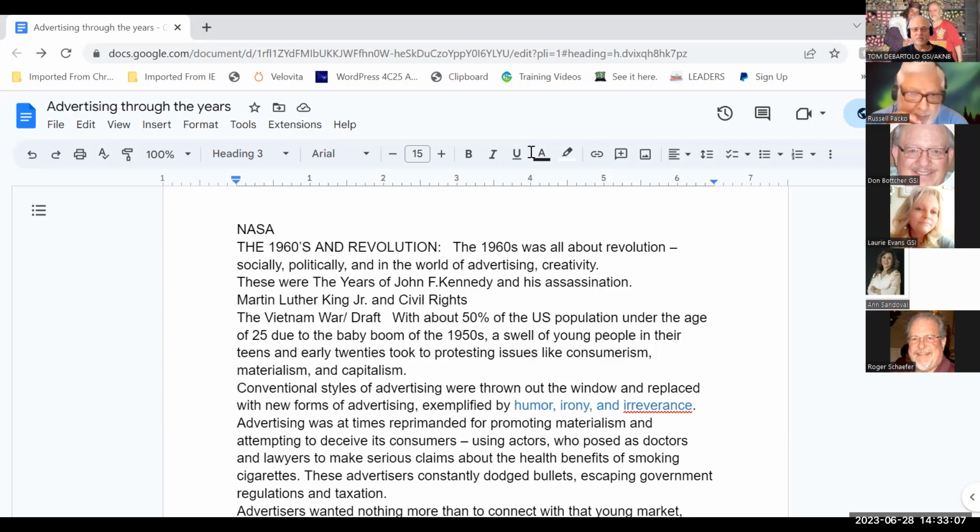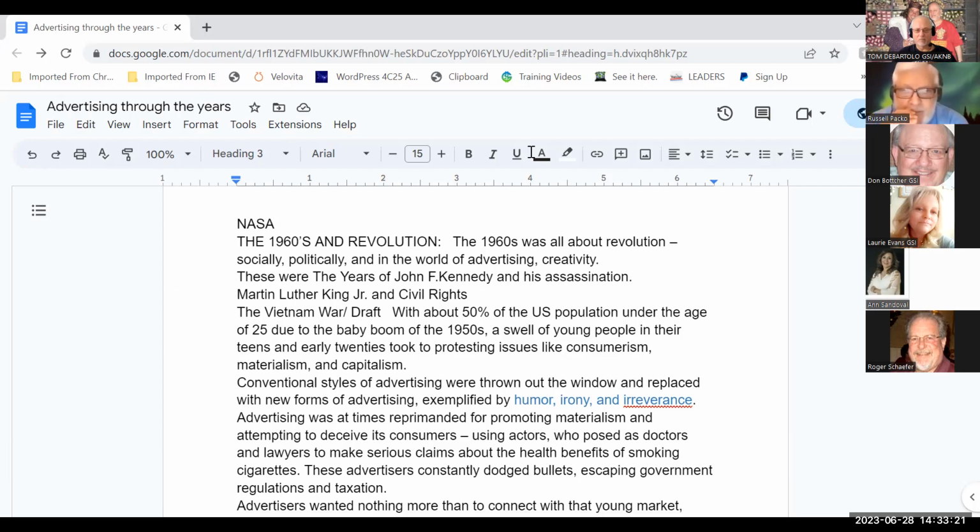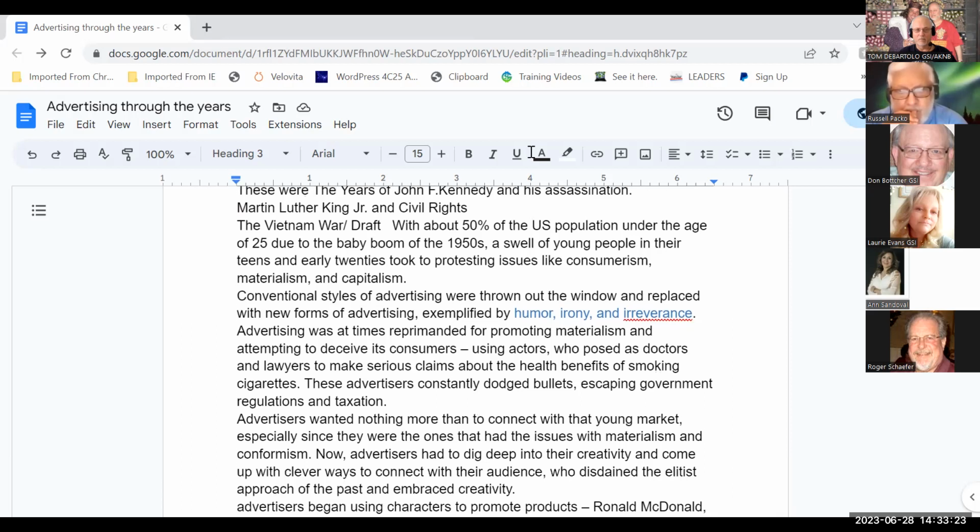The 1960s was all about revolution, whether it was social, political, advertising, and creativity. These were the years of John F. Kennedy and his assassination. Also, Martin Luther King and his civil rights, he was assassinated as well. Then came along the Vietnam War and the draft. Now, 50% of the U.S. population in the 60s was under the age of 25 due to the baby boom of the 50s.